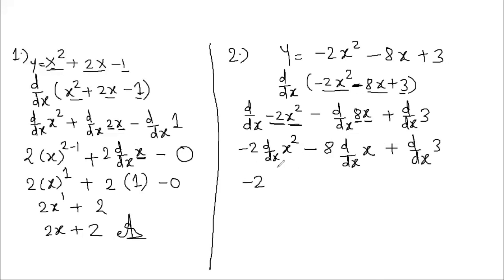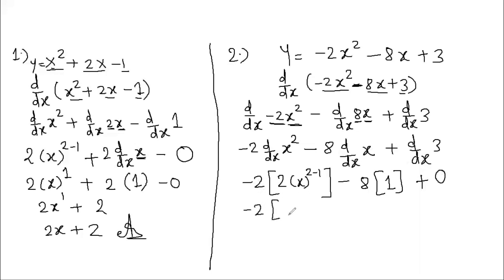This is negative 2. The differentiation of x square is how much? As you know, the power 2 will come in front, x, and 2 take away 1. Minus, this is 8. What is the differentiation of x? The differentiation of x is how much? 1. Plus, what is the differentiation of 3? It is 0. Can I do negative 2, 2, and x to the power 2 take away 1 is 1. Minus 8 times 1 is 8, and see the 0, no need to write it.